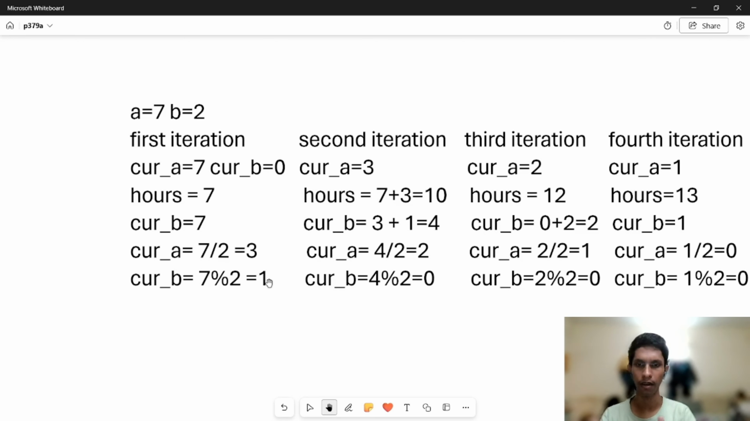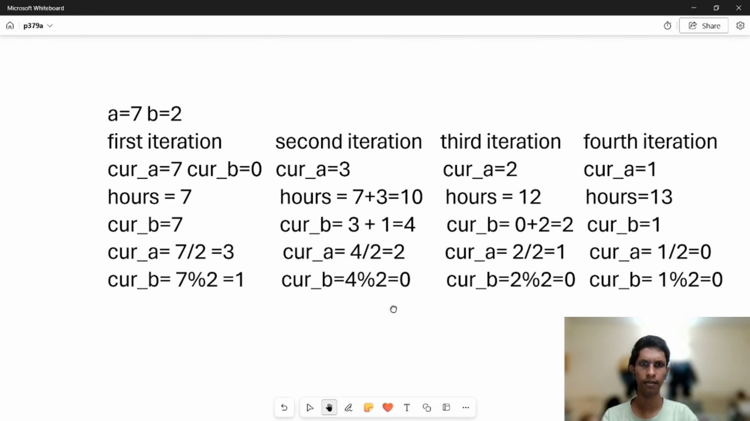So the number of unburned candles will be 0. But for this case, we have one unburned candle left, and as I have discussed earlier, we have to trace all three things: the current candles that we have, the number of burnt candles that we have, and the number of unburnt candles that are left. We have to trace all these three things.